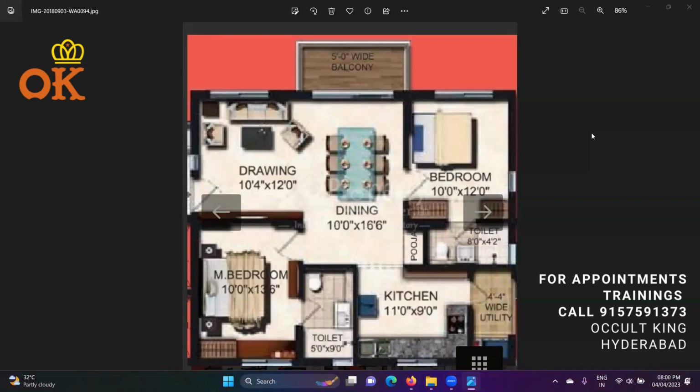So before we proceed further, as I told earlier, the best property as per Vastu Shastra would be in a square or rectangular shape. And if you see this property, this is absolutely a square shaped property. And this is a west direction property. The entrance is over here.